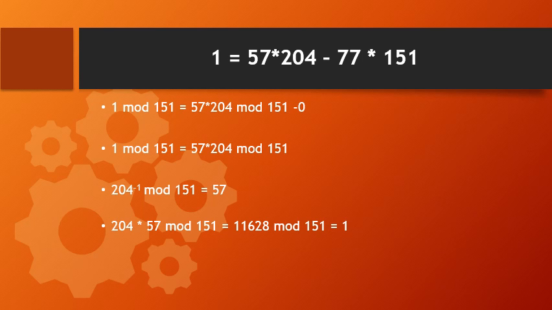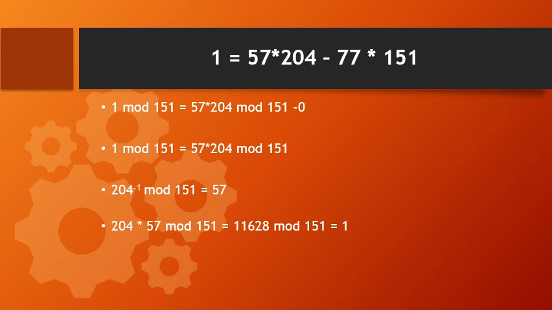So now what you do, you take 1 mod 151. If you take 1 mod 151, let's see. Here you have 57 into 204 mod 151 and here you have 0. Why 0? Because you're multiplying a number into 151 and you have to find the remainder when this particular number is divided by 151, which will be 0 because it will be perfectly divisible. Hence this will be 0 and you are just left with 1 mod 151 is nothing but 57 into 204 mod 151.